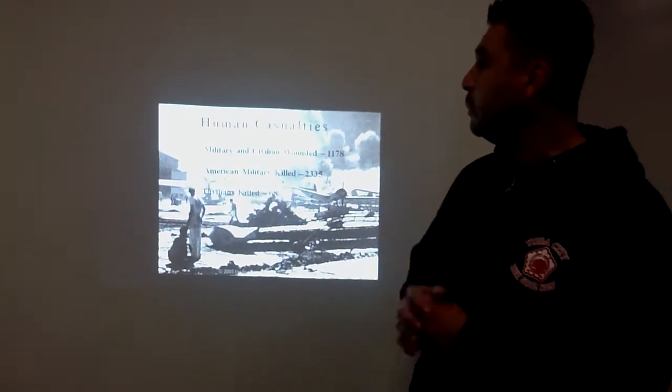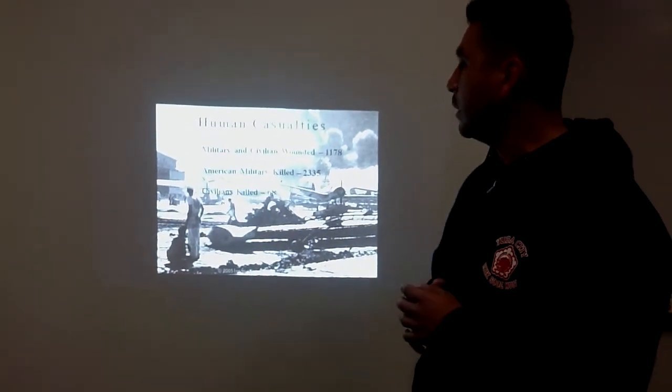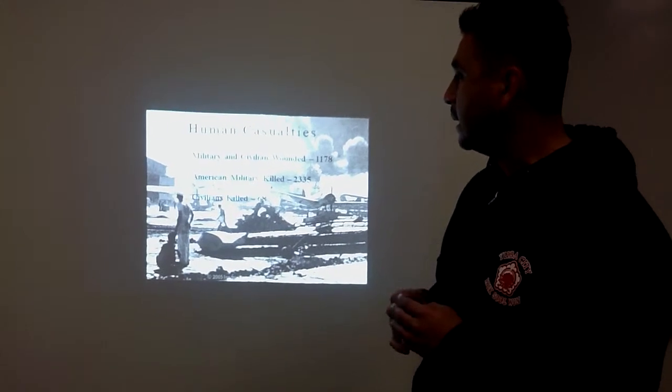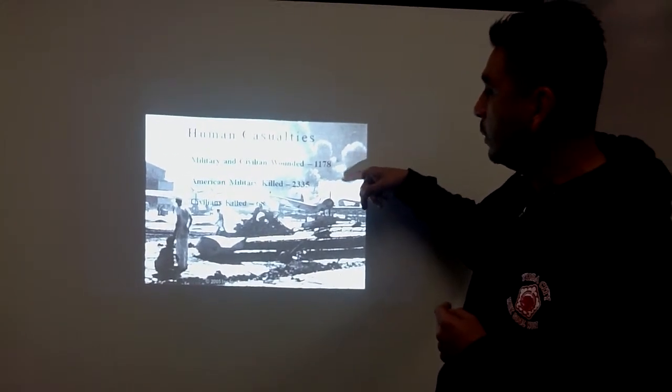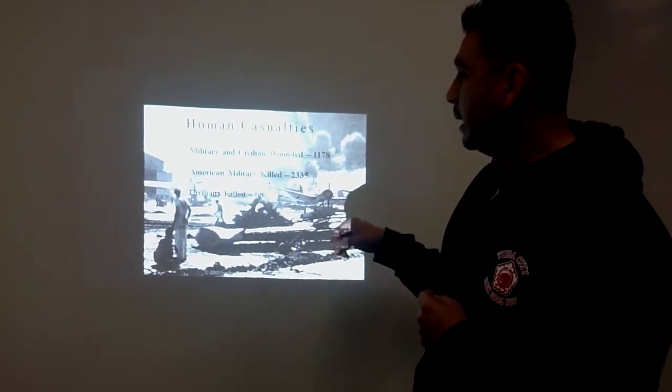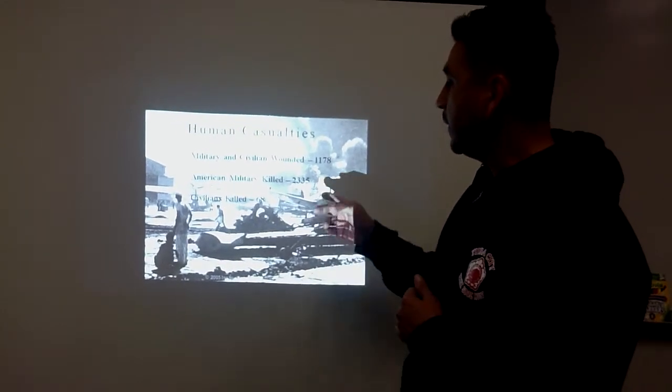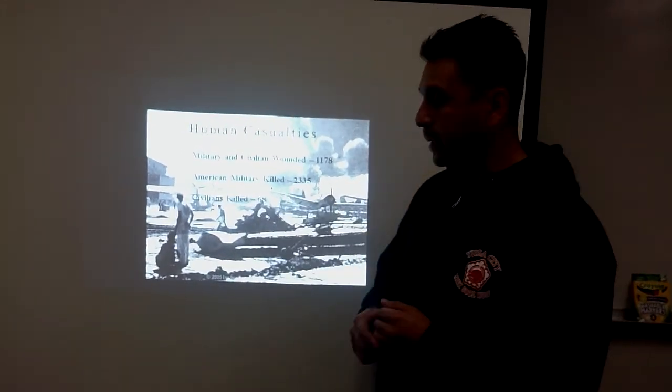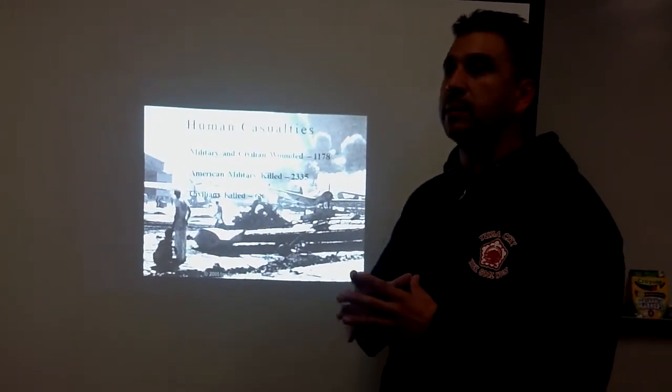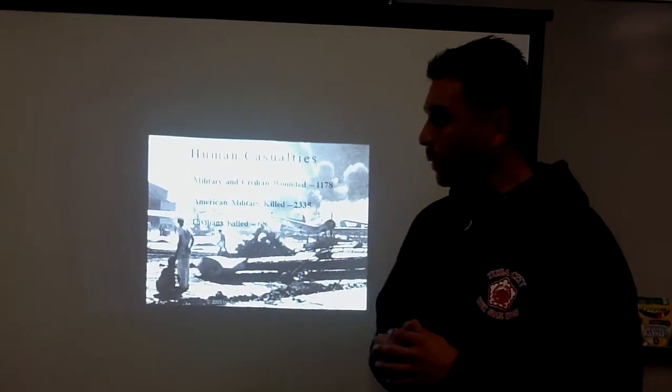And then we talk about the human casualties, people that were wounded or died because of the attack. And here we list them by number: military and civilian wounded, 1178, Americans killed, 2,335, and then civilians killed, 68. And again, I think this just gives a more real insight of what was going on.